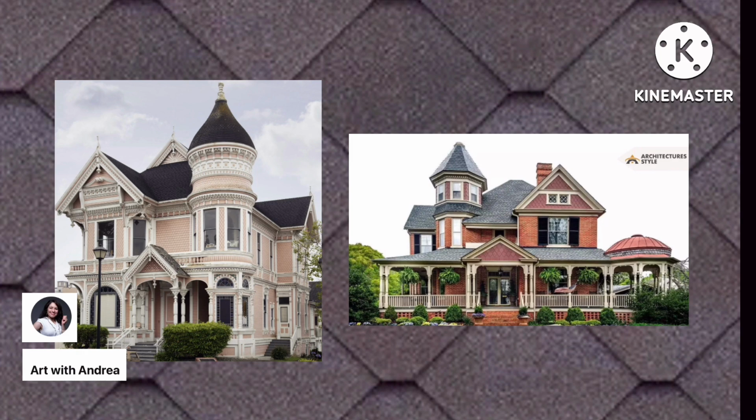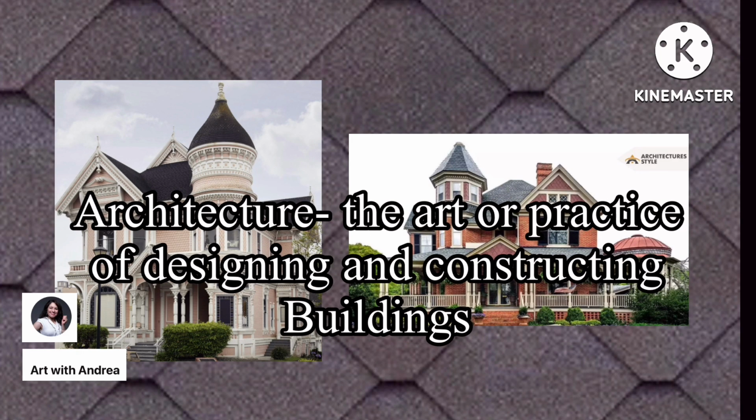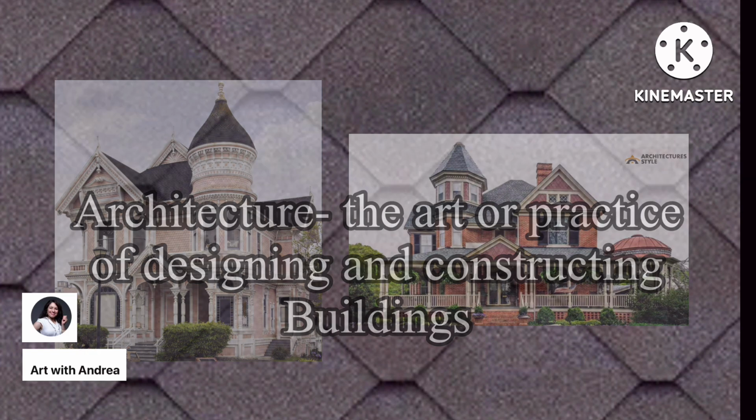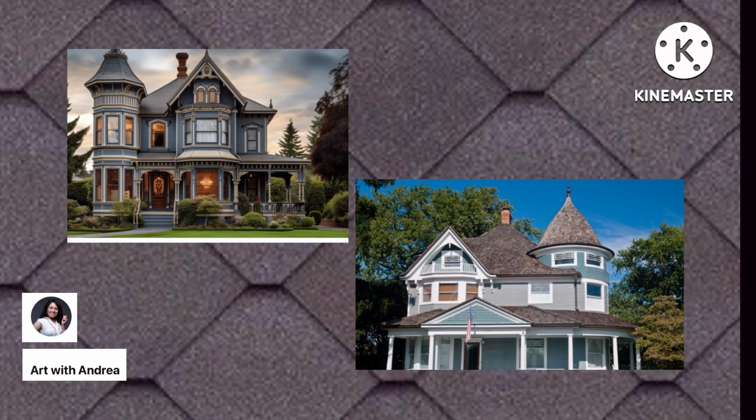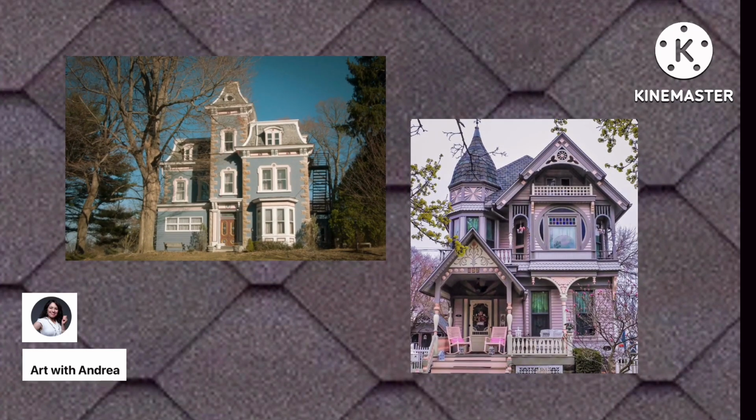For those of you who are not sure what architecture is, it's the art or practice of designing and constructing buildings, not just the exterior, but also the interior or the inside of the houses. Victorian houses have unique designs because it's not just one simple design, but it looks like many different pieces that come together to make a beautiful house.